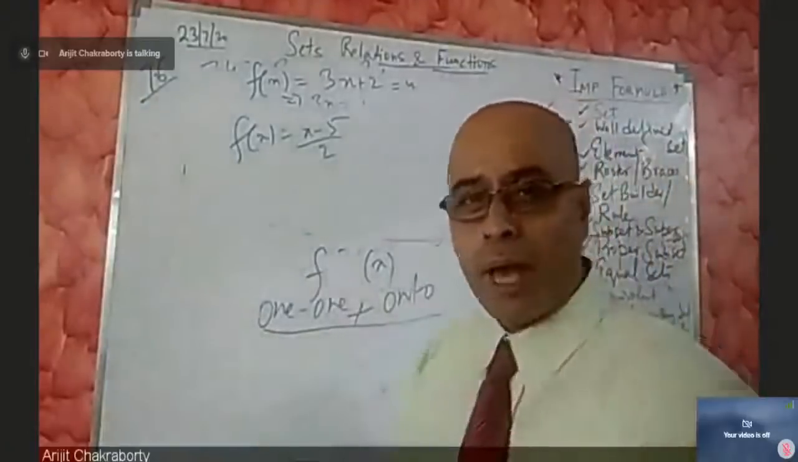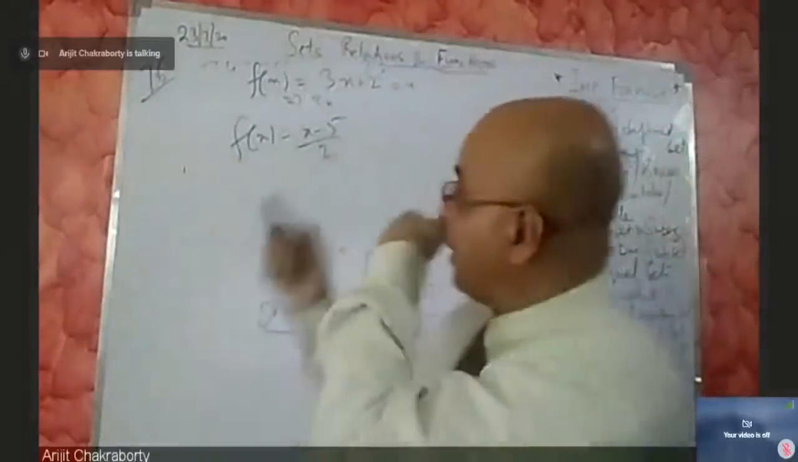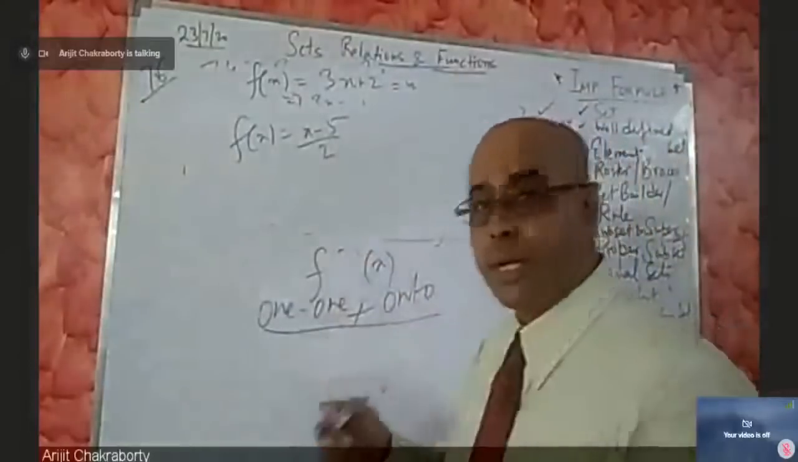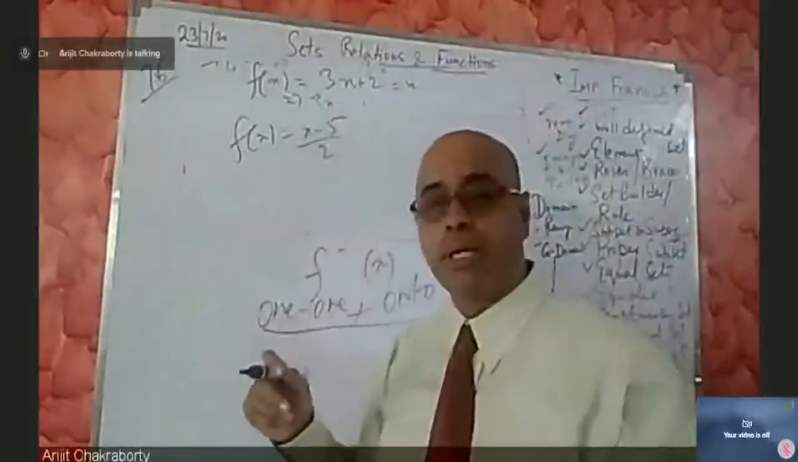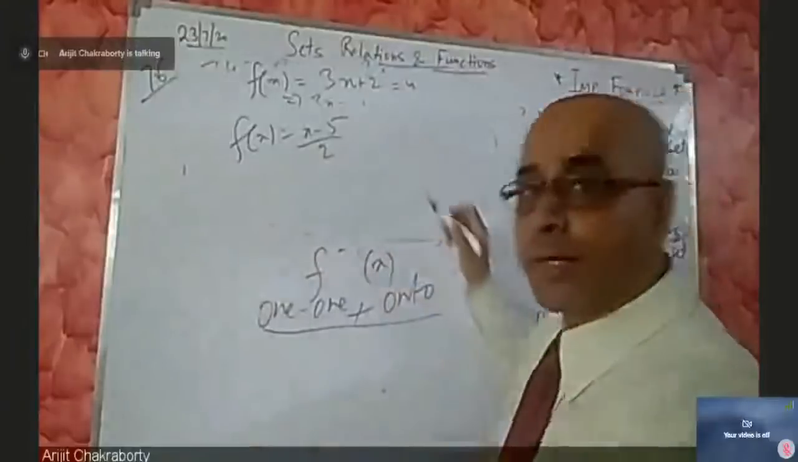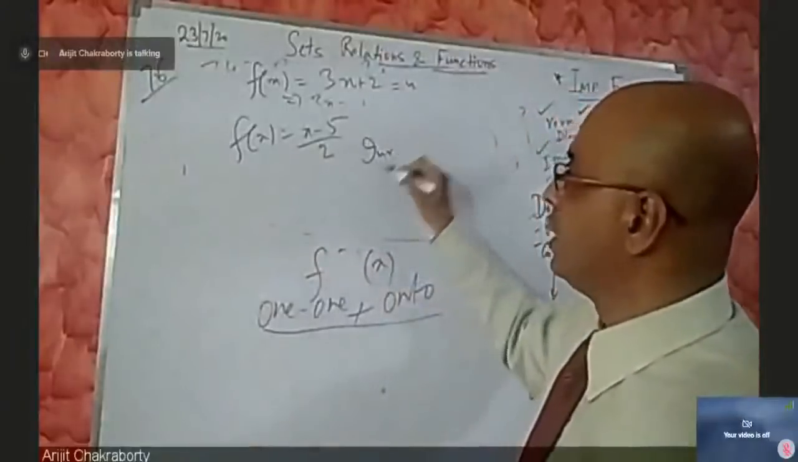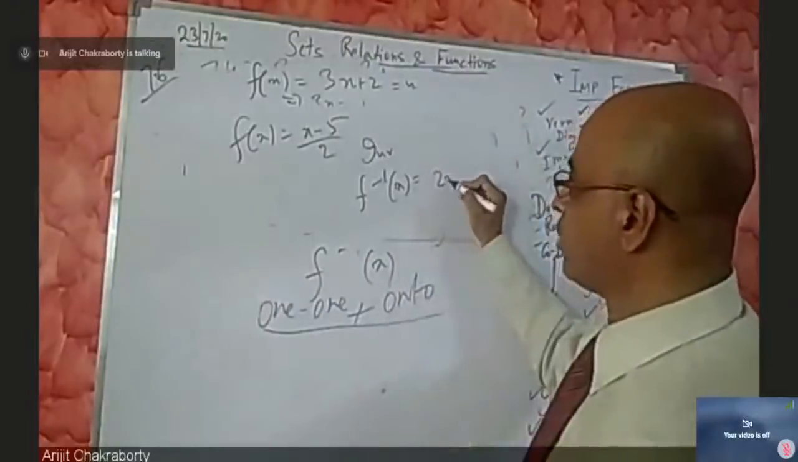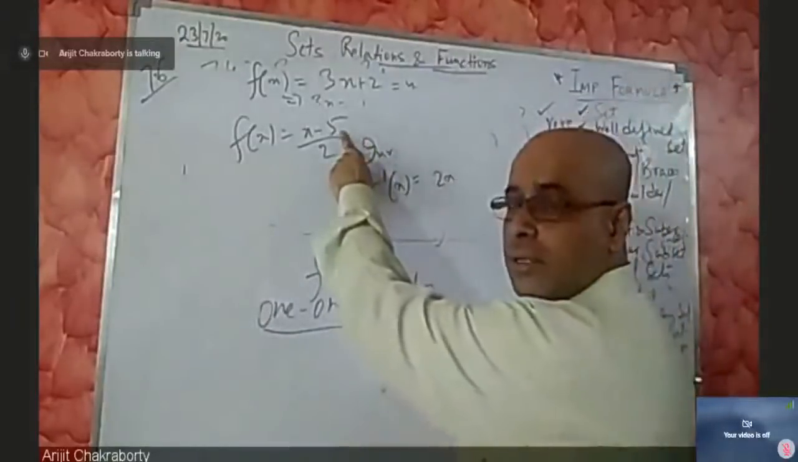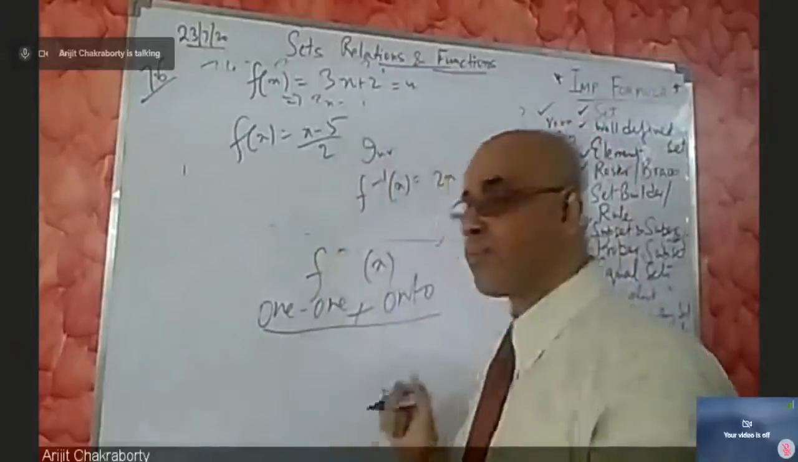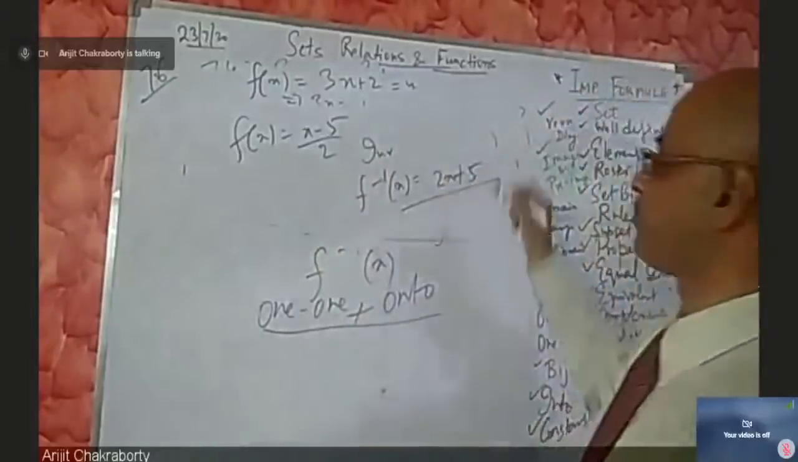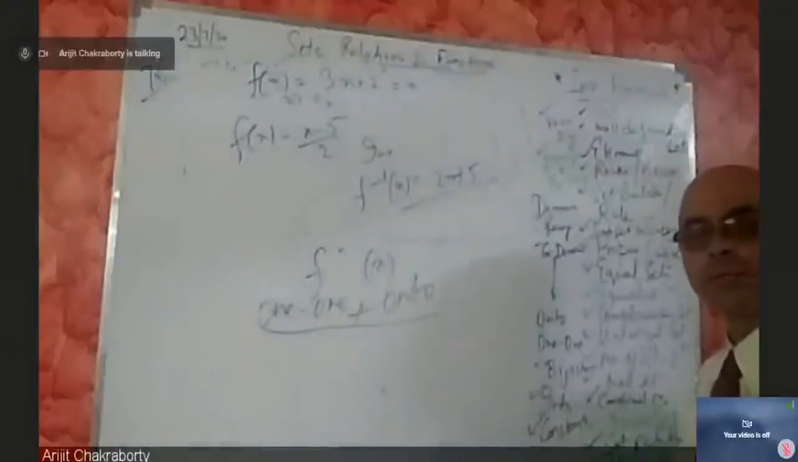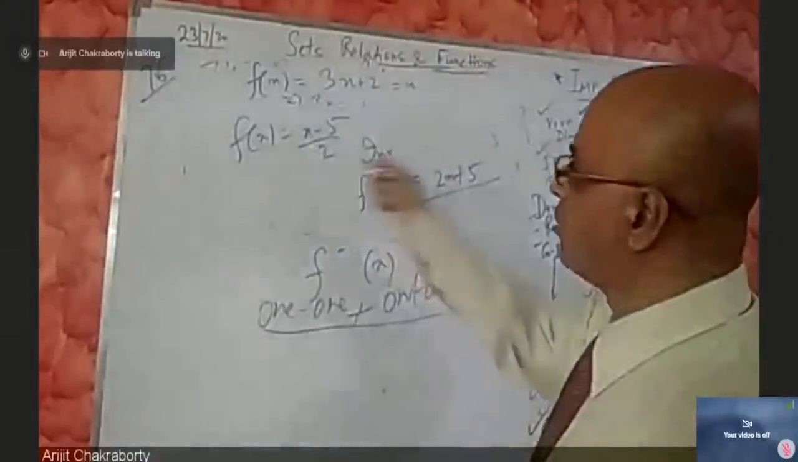So just apply thinking. Here, x minus 5 is divided by 2. So what to do? We have to multiply by 2. So the inverse function, f inverse of x, will be 2 into x, and since 5 is deducted here, we will add 5. So it becomes 2x plus 5. As simple as that.